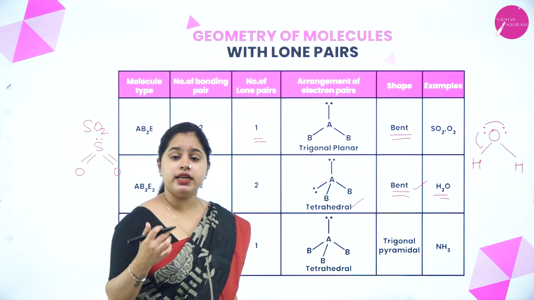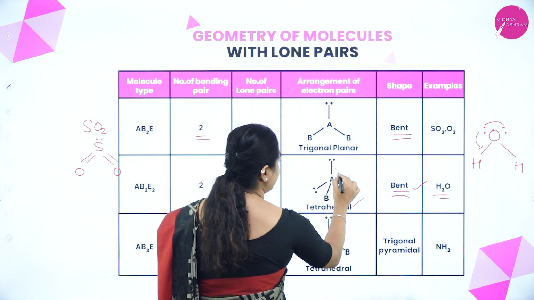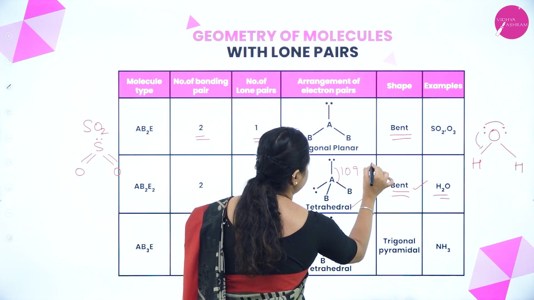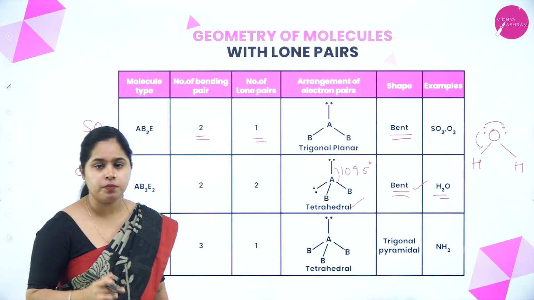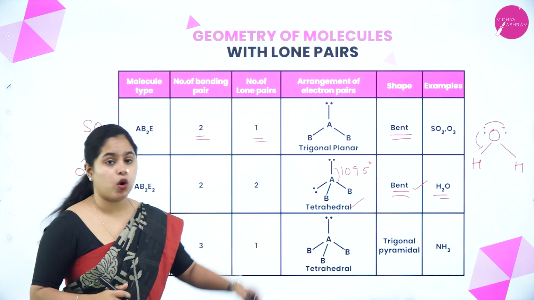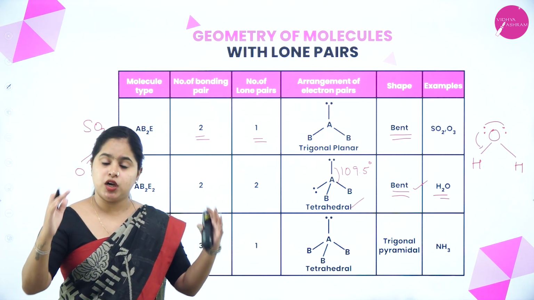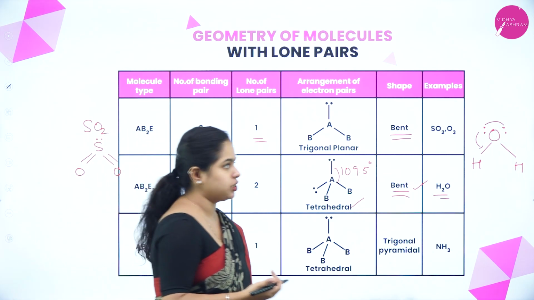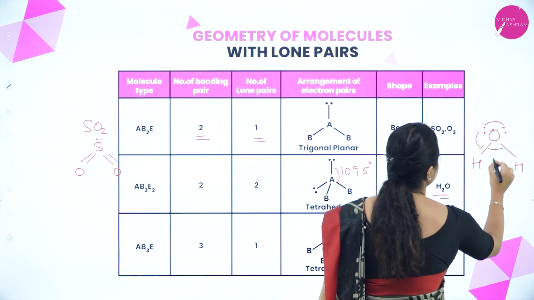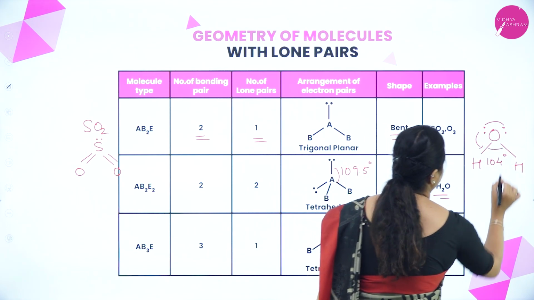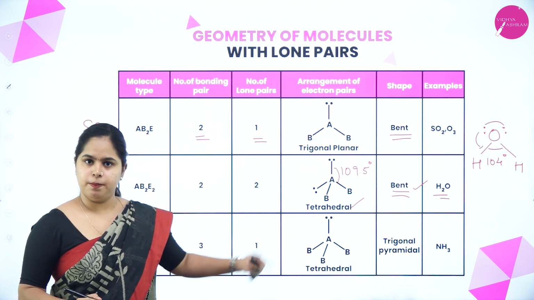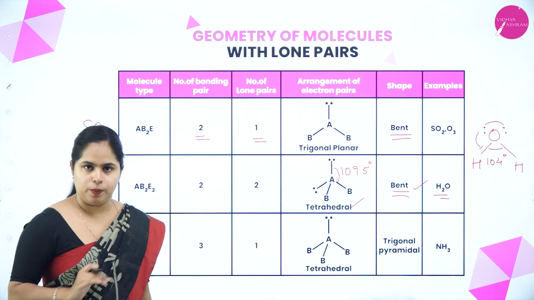Yes. So actually in tetrahedral geometry, the angle between the bonds must be 109.5 degree, right? This must be the angle. But in water molecule, because of this lone pair, bond pair and bond pair interactions, the angle reduces to 104 degree. Clear? Yes. So that is why the bent shape is obtained. I hope it is clear.